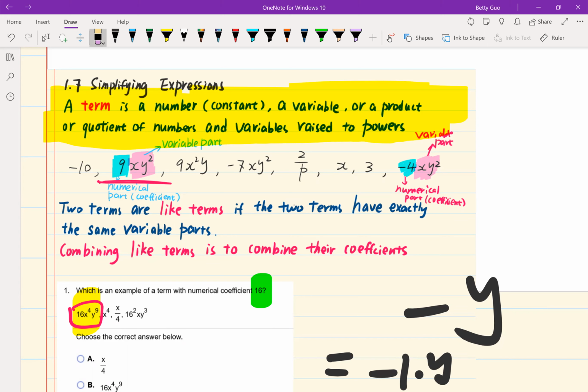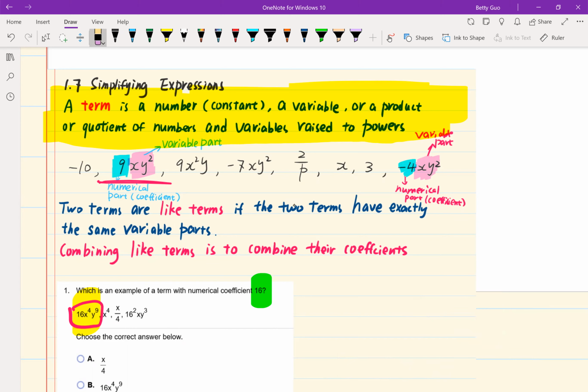Okay, so that's the definition for term. Term is very important. We see terms all the time. Okay, next up, we're gonna know how do we define like terms. Very important definition. 2 or more terms are like terms if the terms have exactly the same variable parts. Yeah, any terms whose variable parts are exactly the same, are identical, then those terms are like terms. It's a definition, so we need to remember it as the definition, okay?